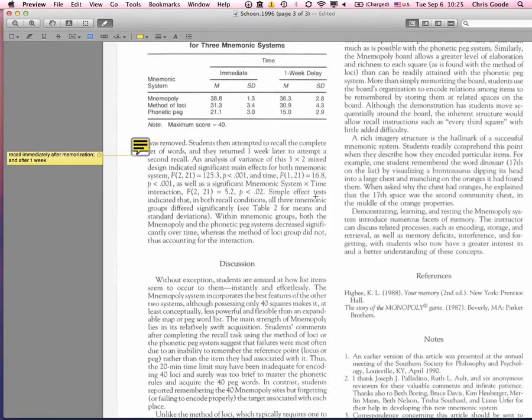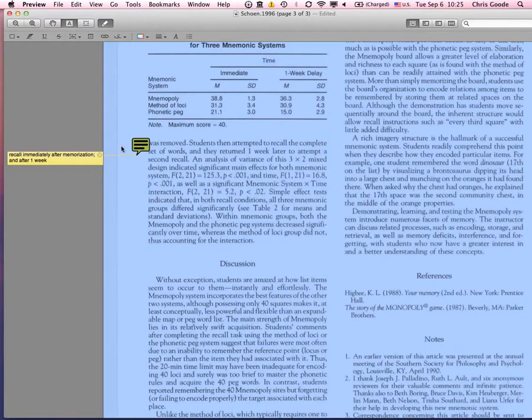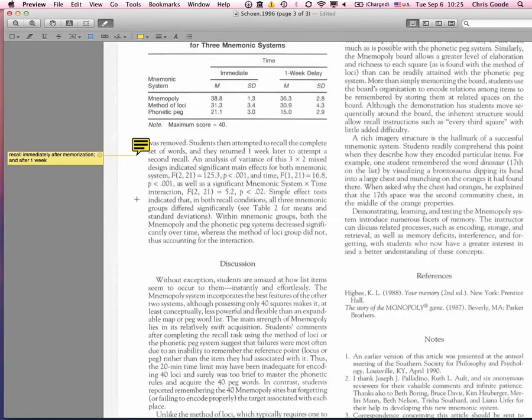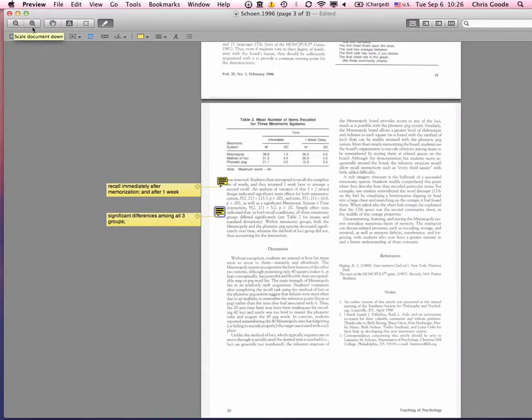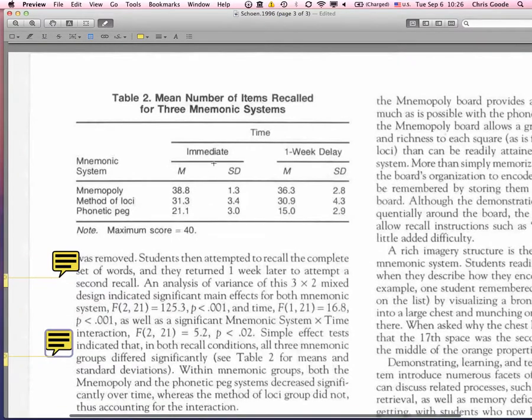Here's the important part. Simple effects tests indicated that in both recall conditions, all 3 mnemonic groups differed significantly. Now, it says see table 2 for means and standard deviations. Let's zoom in on that for a second. Okay, what's on this table?